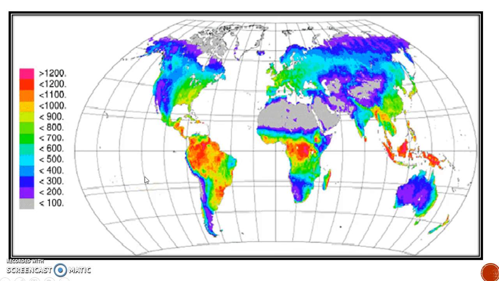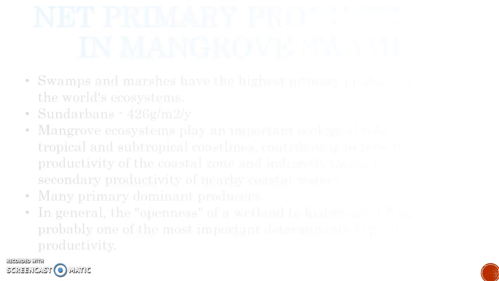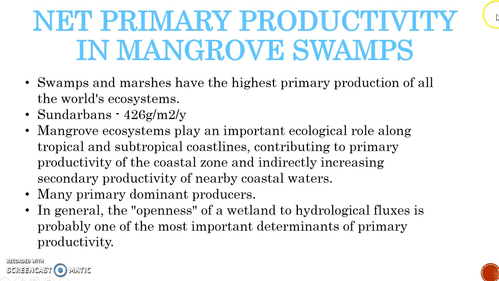This is an overall world representation of NPP rates. This is the scale, and there are different color coordinates, and each color coordinate aligns with different preset values. Generally, swamps and marshes have the highest primary production of all the world's ecosystems. This is the unit of NPP for Sundarbans.